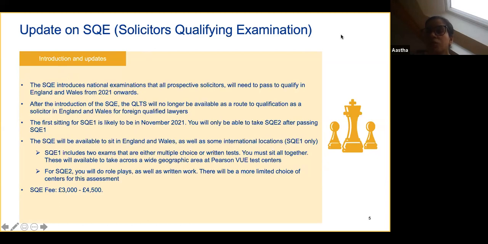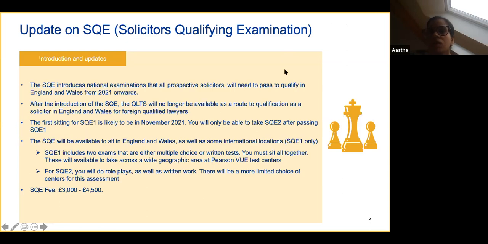It will consist of 360 questions divided into 2 assessments of 180 questions each, likely to run across 2 days. For SQE 2 as well, it will judge the legal skills, which is the application of law in the form of role plays, in the form of written work, etc.